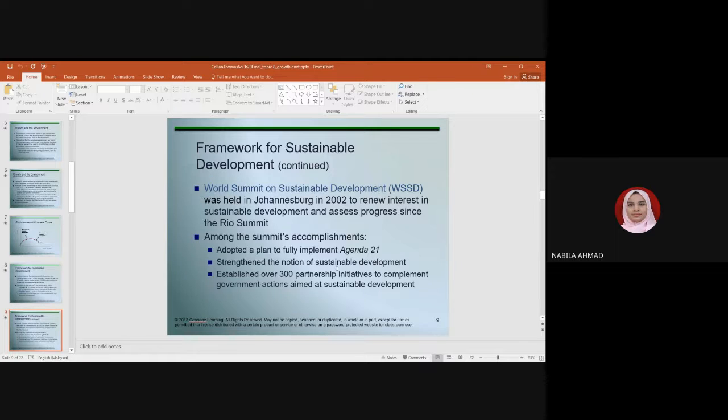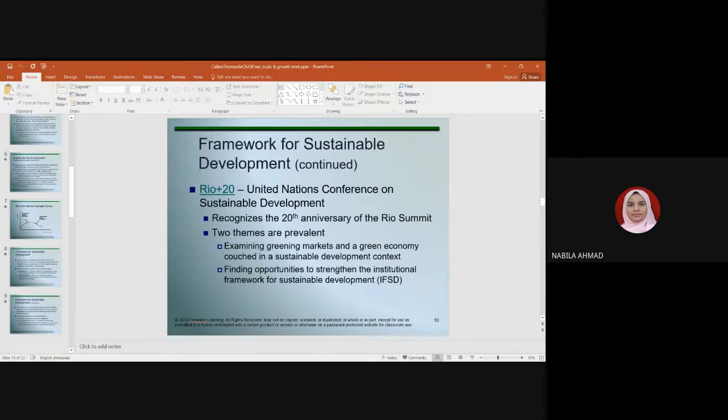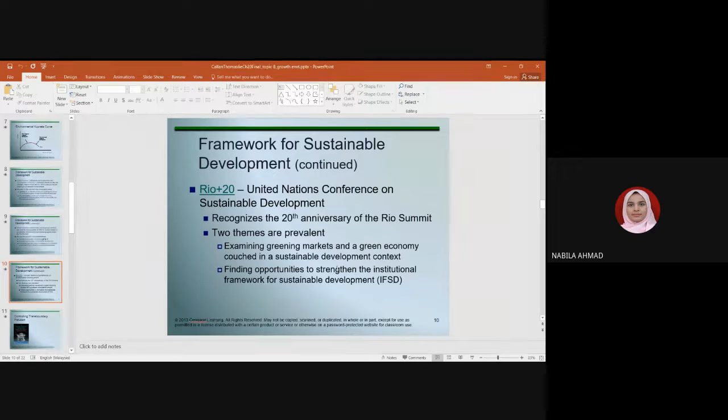So apa yang dibincangkan adalah adopted a plan to fully implement Agenda 21, strengthening the notion of sustainable development, and establish over 300 partnership initiatives to complement government action aimed at sustainable development. Jadi dia tambah baiklah apa yang telah dibincangkan dalam Rio Summit. Kemudian Rio Plus 20, United Nations Conference on Sustainable Development.